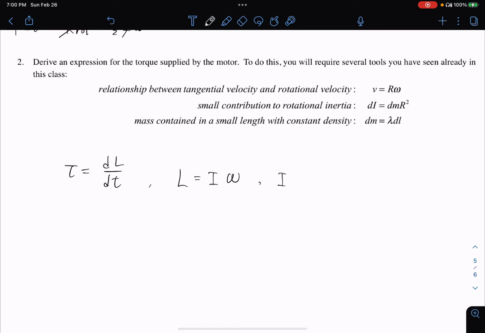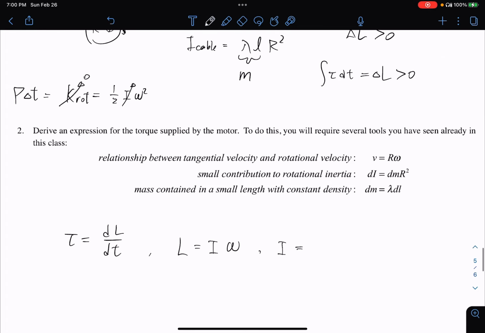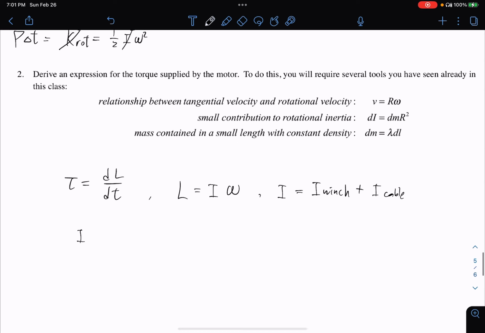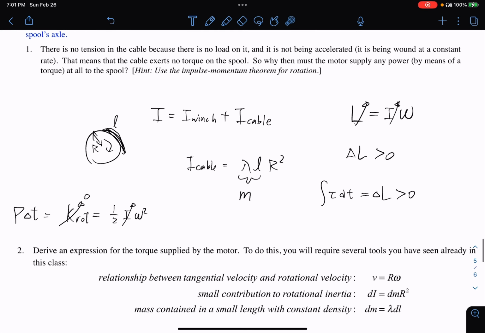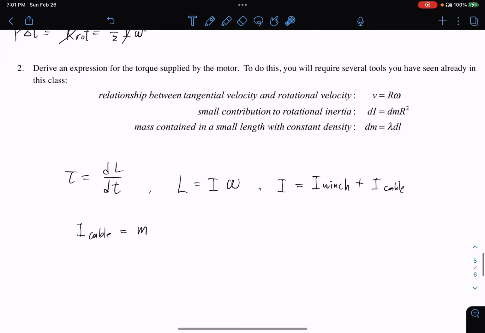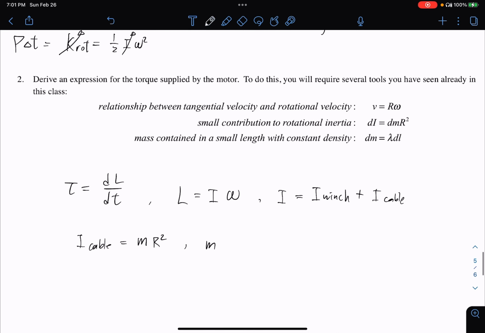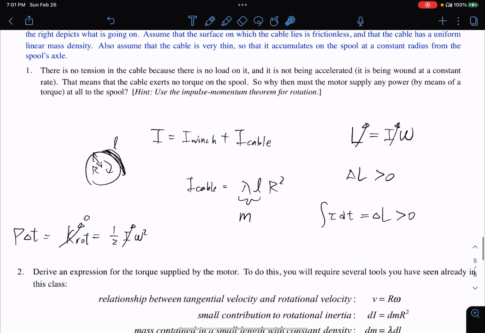The key is that the moment of inertia will be that of the winch plus that of the cable, and the moment of inertia contributed by the cable will be the mass of cable surrounding this winch times the radius squared of the winch, and the mass will be the length over here times the linear mass density. And as time goes, the length on this winch will increase.